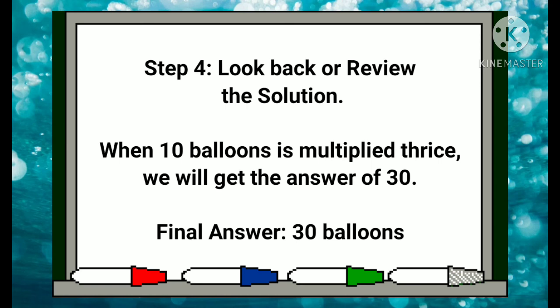Step 4, look back or review the solution. When 10 balloons is multiplied thrice, we will get the answer of 30. So, the final answer is that the baby brother has 30 balloons. That is thrice his sister's number of balloons.